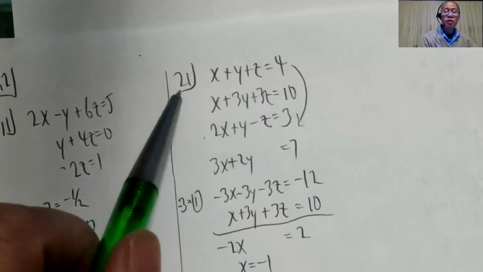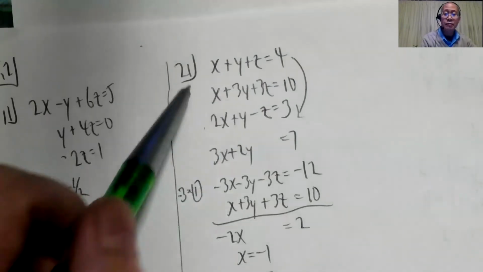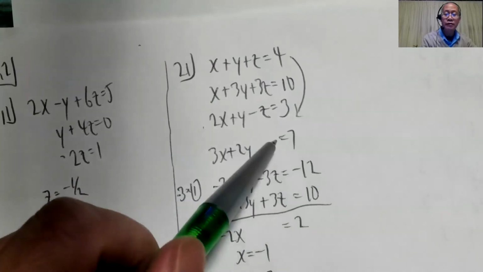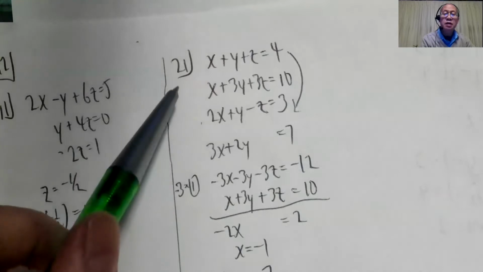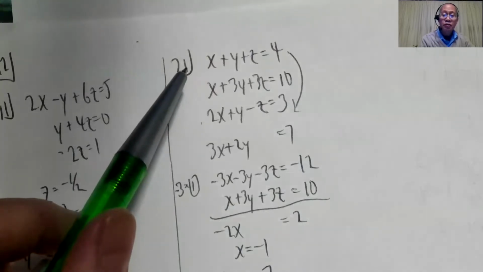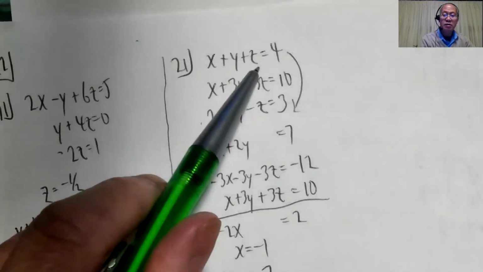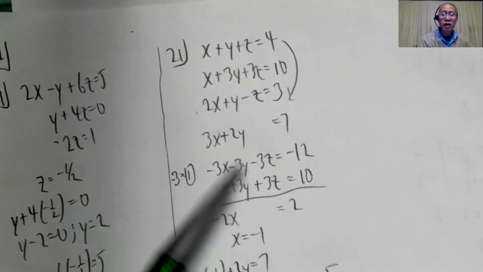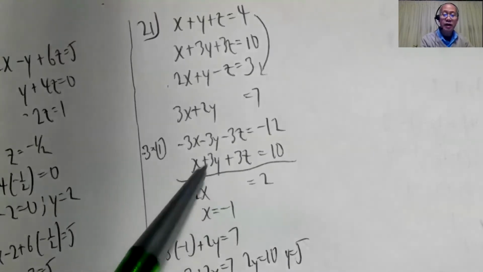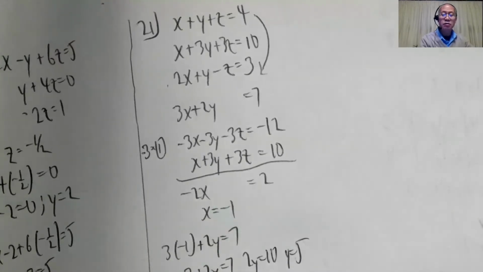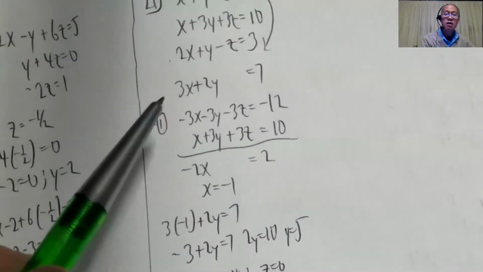Okay, 21. If I add the first and third equations, z gets eliminated. 3x plus 2y equals 7. And then I took negative 3 times the first equation. Gives me negative 3x minus 3y minus 3z equals negative 12. Add it to the second equation. That gives me another equation that doesn't have a z. Negative 2x, that's gone, equals 2. So x is negative 1.